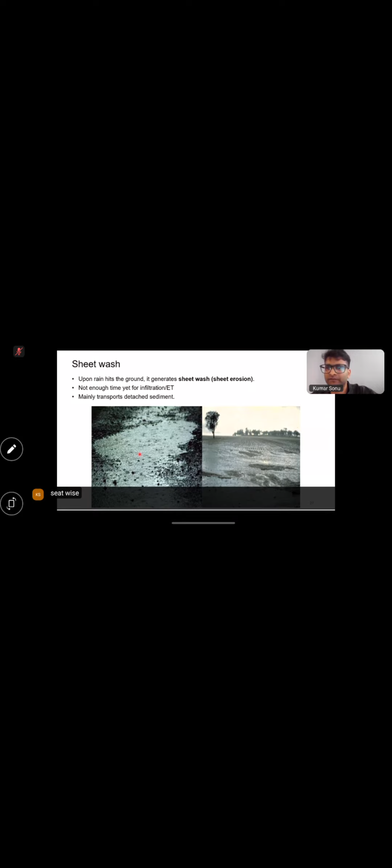There is not enough time for infiltration and evapotranspiration, meaning not enough time to push all the water inside the land surface. So it can only accumulate as a thin layer of water over the surface. Those are known as sheet wash, and sometimes it creates sheet erosion.